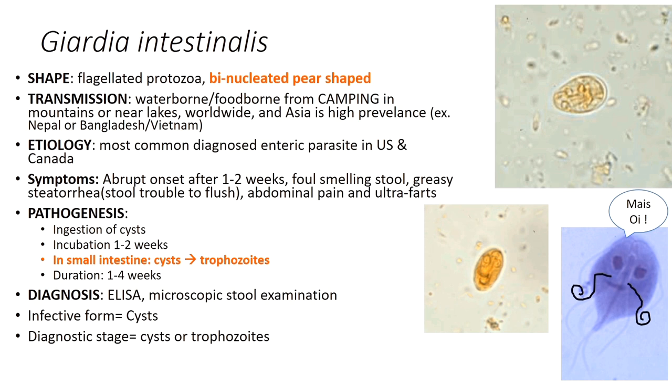Here are our little flagella on this little guy with a little mustache that I drew on there. And he says, may we. This is a binucleated, pear-shaped trophozoite. And you can see, obviously, the pear shape of this guy.